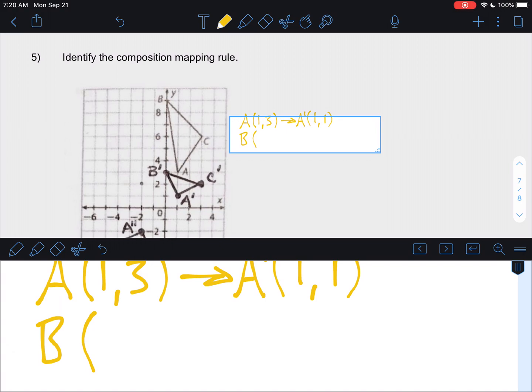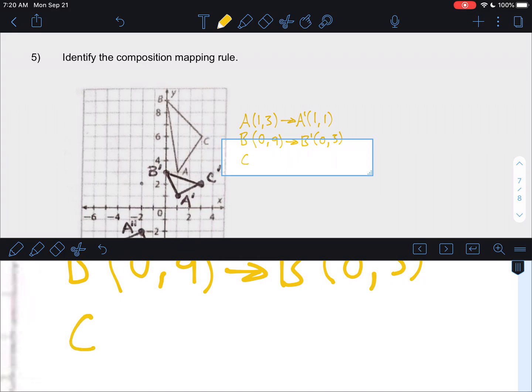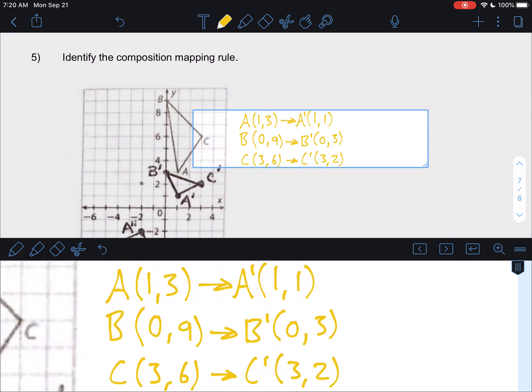B is at 0, 3, no. B is at 0, 9. And is being mapped onto B prime, which is at 0, 3. And then C is at 3, 6. And it is being mapped onto C prime, which is at 3, 2. All right, hopefully we see the pattern that occurred here. The x values all stay the same. However, the y values are divided by 3. So the A value went from 3 to 1, B went from 9 to 3, and C went from 6 to 2. So it just divided them all by 3.